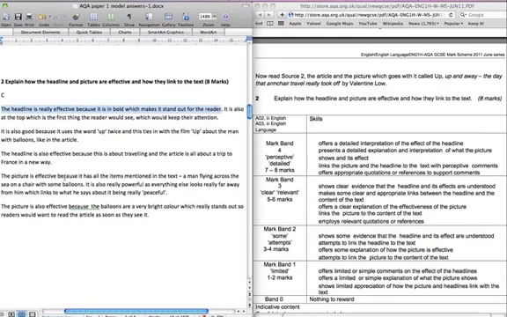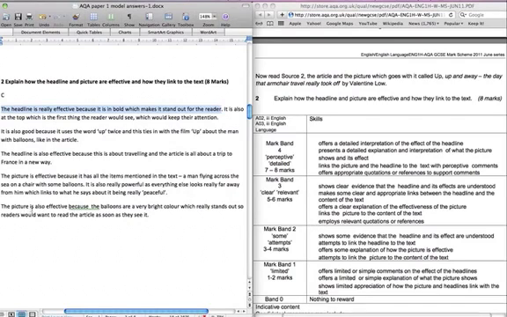The picture is effective because it has all the items mentioned in the text. A man flying across the sea on a chair with some balloons. It's also really powerful as everything else looks really far away from him, which links to what he says about it being really peaceful. So that's a clear analysis of the picture, because it mentions that it's powerful because everything looks far away and that makes it more peaceful for him, etc. And it's also again mentioned all the things mentioned in the text.